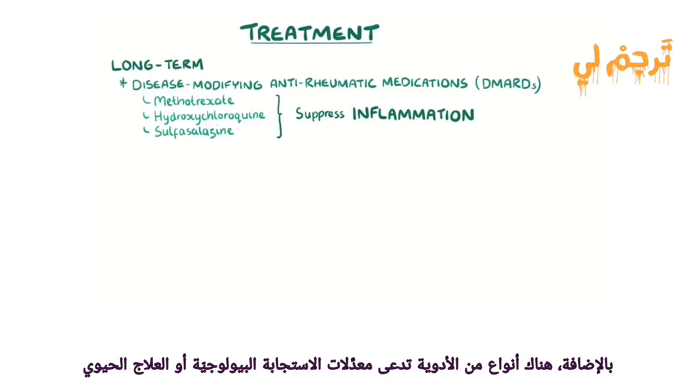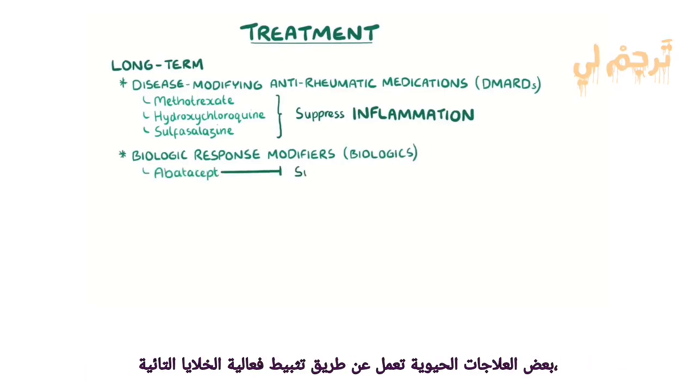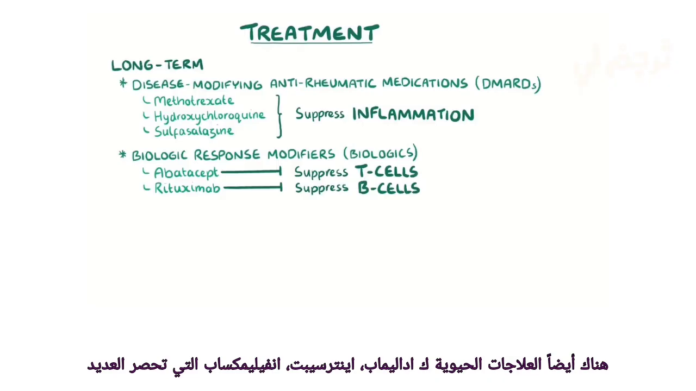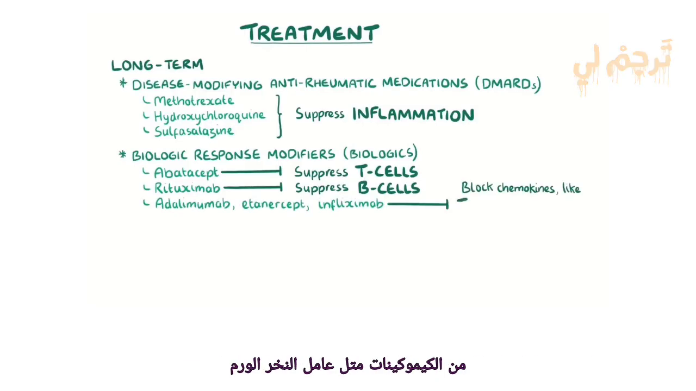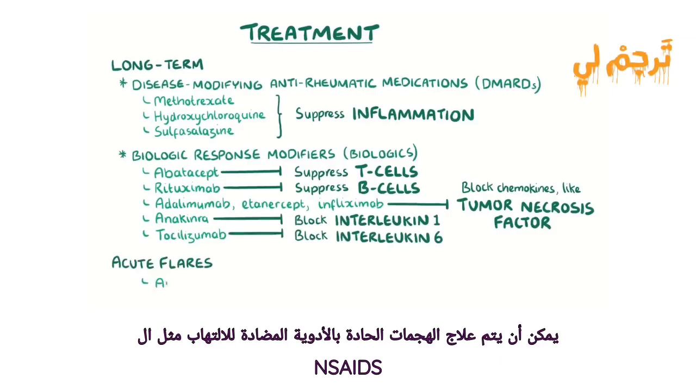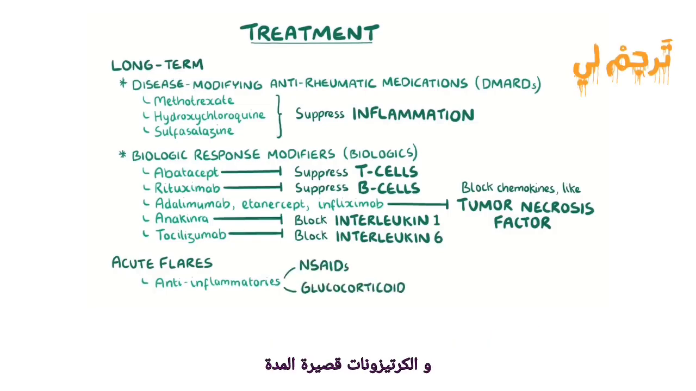In addition, there are a variety of medications called biologic response modifiers, or biologics. Some biologics, such as abatacept, work by suppressing the activity of T cells, or others, such as rituximab, suppress B cells. There are also biologics such as adalimumab, etanercept, and infliximab that block various cytokines like tumor necrosis factor. Anakinra blocks interleukin-1, and tocilizumab blocks interleukin-6. Treatment of acute flares can be done with anti-inflammatory medications like NSAIDs, as well as short-term use of glucocorticoids.